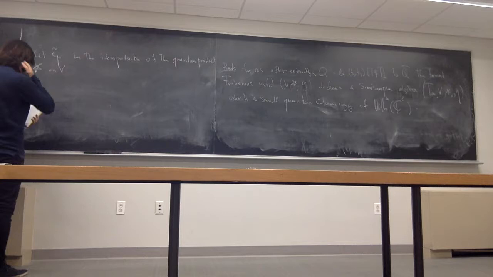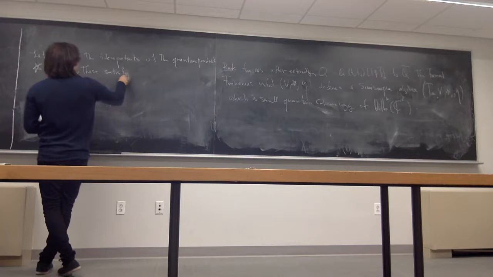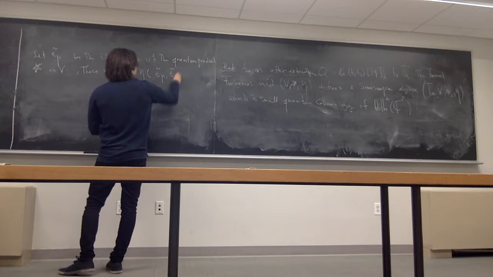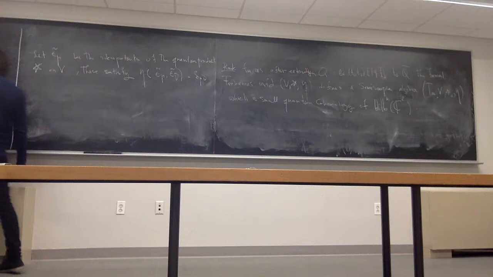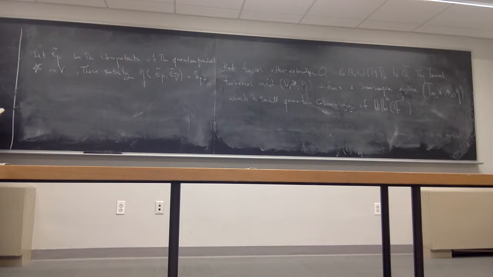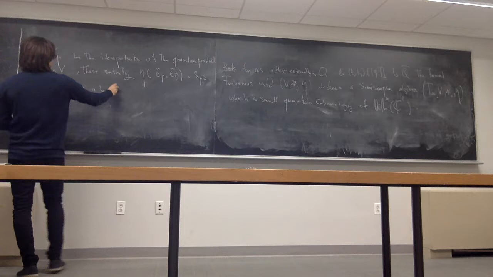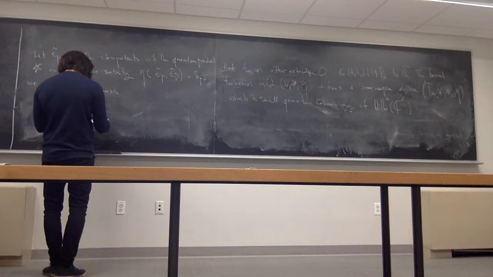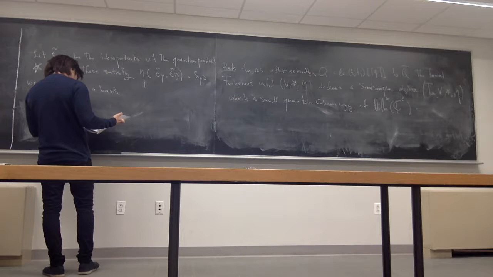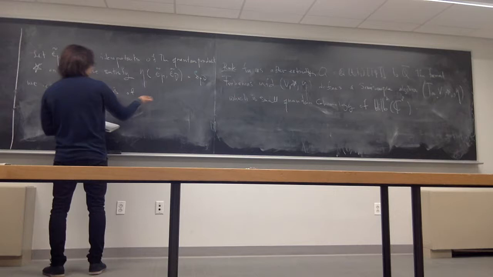These satisfy eta of epsilon mu, epsilon nu is equal to delta mu nu. So we can also choose, we can use epsilon mu as a basis of basically this V.